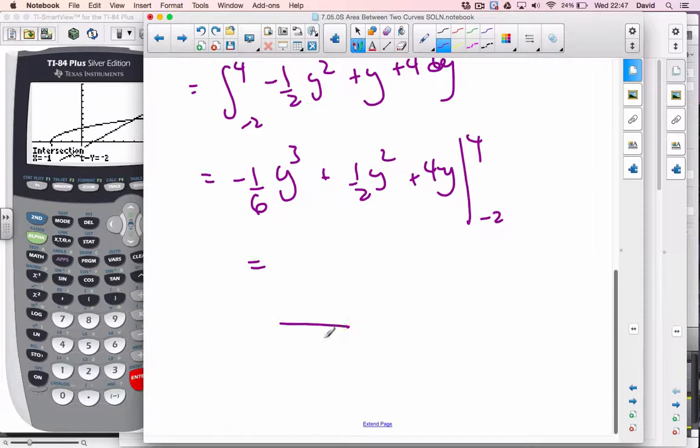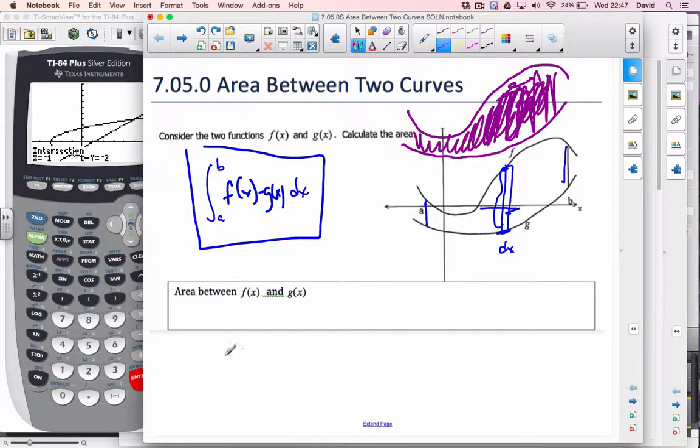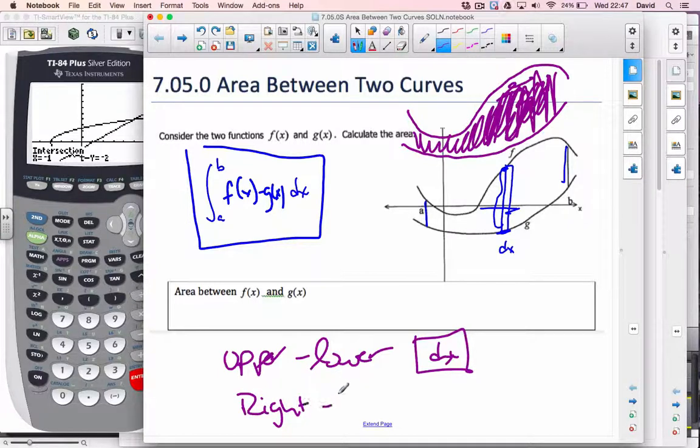I'm going to leave it here. You can finish it off yourself. So lots of good ideas in here. I have my area between the curves, and it's always the upper minus the lower. That's if it's in terms of dx. Or you could also do the right minus the left if it's in terms of dy. Think about which combination is the better approach and go for it.